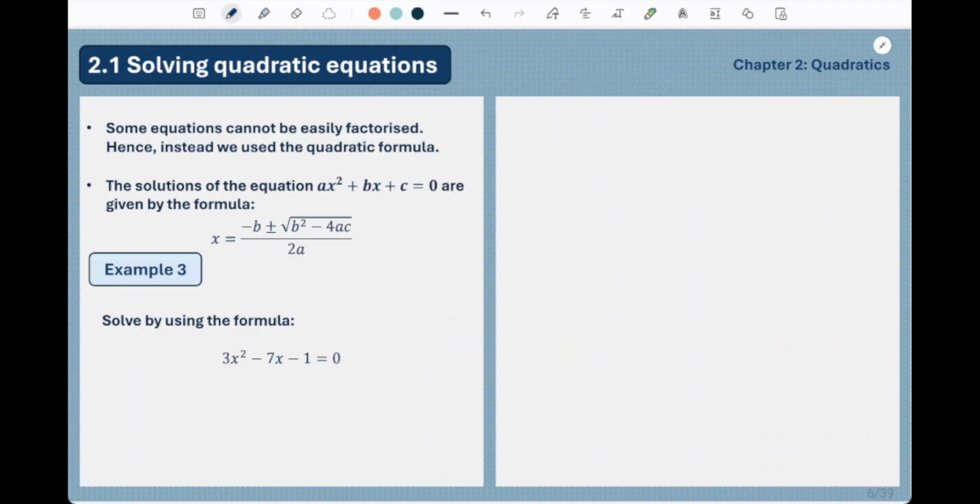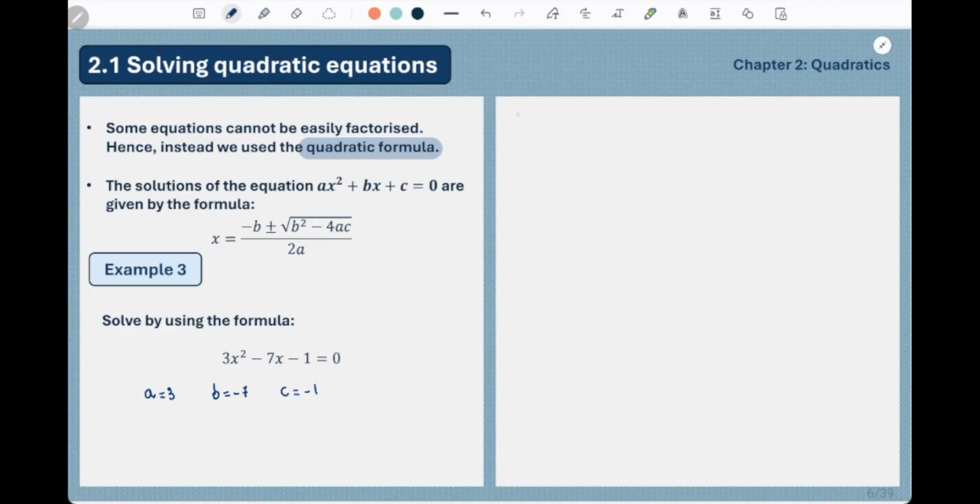In the last video we discovered how to solve quadratic equations using the factorizing method. However, this method is not always applicable because some expressions are not so easy to factorize. Hence, we use the quadratic formula. Any equation of such a sort, which is basically a quadratic equation, can be solved using the given formula over here. So let's apply this formula onto example 3 and see how we can find values of x using this method. So a in this case is 3, b is -7, and c is -1.